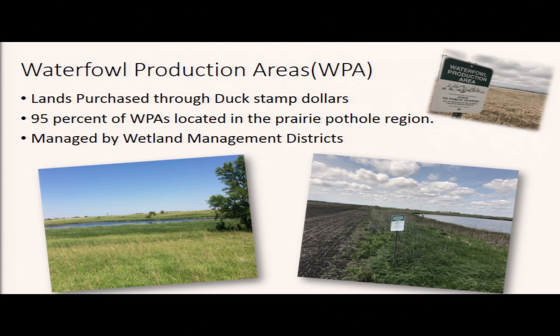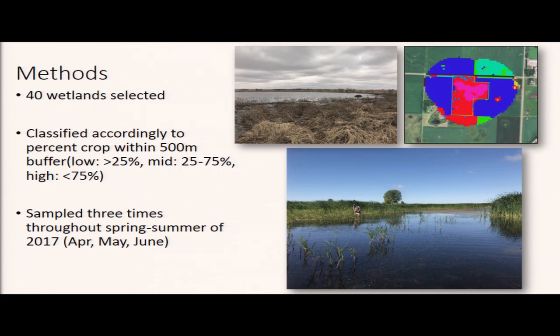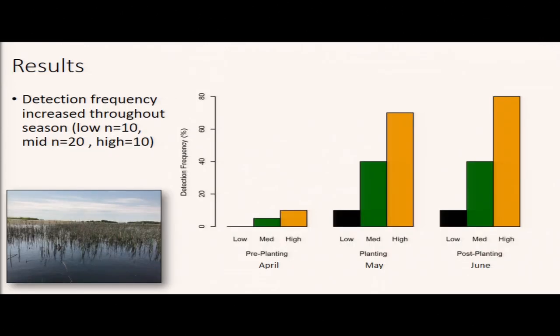And so to conduct this, we sampled 40 wetlands across a gradient of percent agricultural intensity within a specified buffer. We sampled three times throughout the spring and summer according to planting activities. Our first sample occurred in April before any planting activity had occurred, to account for snowmelt transport of these compounds, followed by May when these planting activities occurred, and then June when all planting activity was complete.